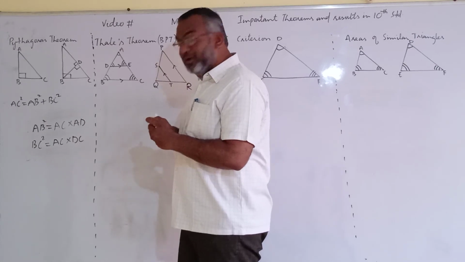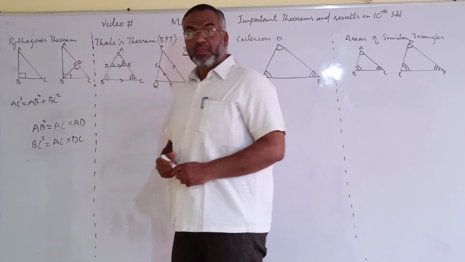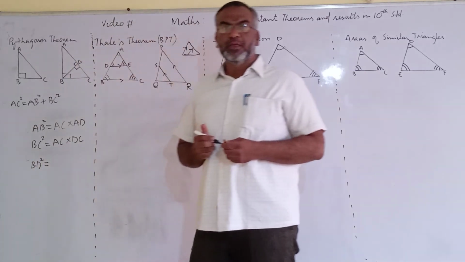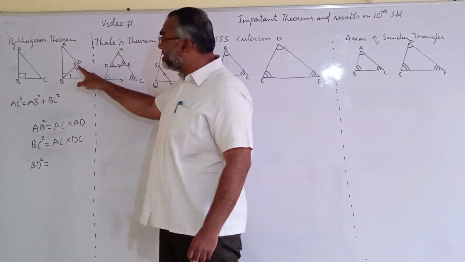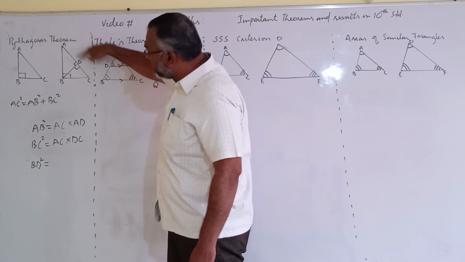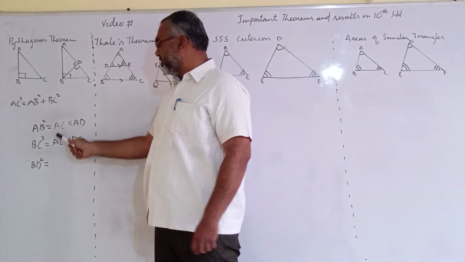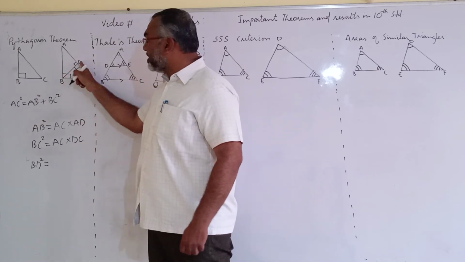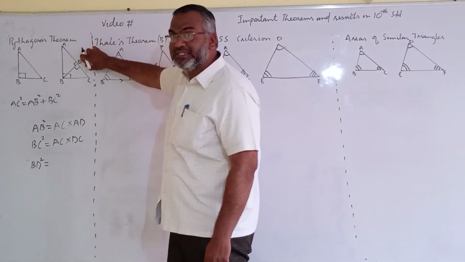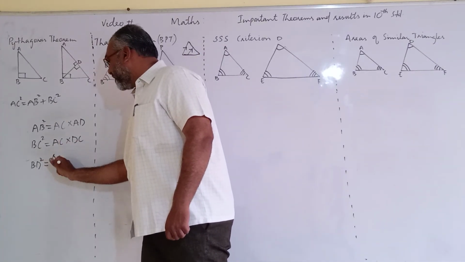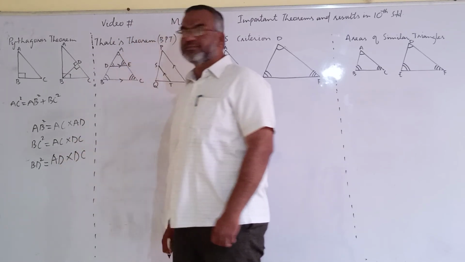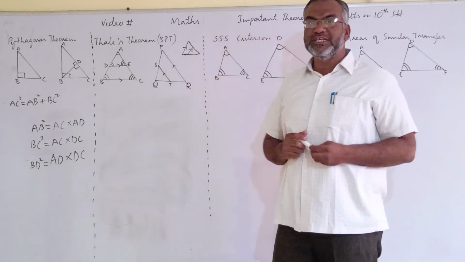One more result. What about the square of BD? BD square will be equal to, but this time, in the previous two results with AB and BC, we took AC, the full length of the hypotenuse. But with BD square, the line which is inside the triangle, the full length will not come. Only part into part. AD into DC will come.